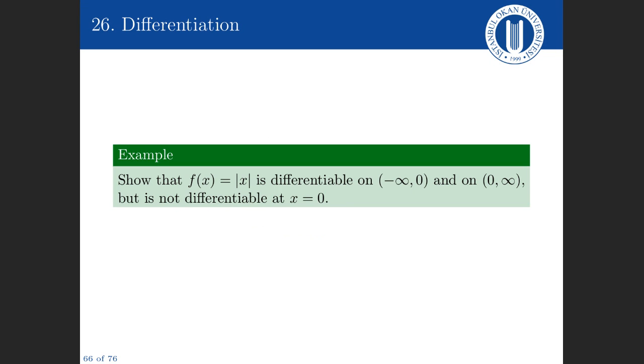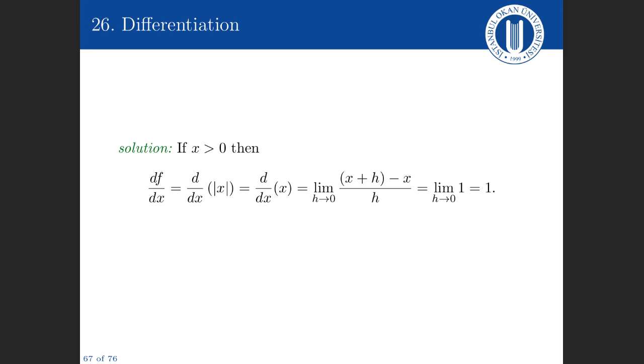For example, show that the absolute value of x is differentiable between minus infinity and 0, and between 0 and infinity, but is not differentiable at 0. First, let's look at this for x greater than 0.